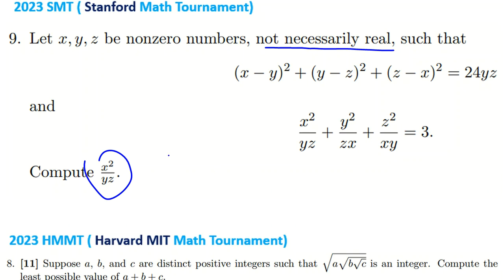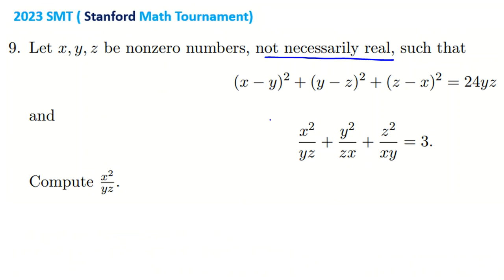So we don't need to find x, y, z separately. We only need to find x squared over yz. So let's focus on both the assumptions and the sentence. Let's solve it on a new page. Okay, here, let's focus on the first assumption.